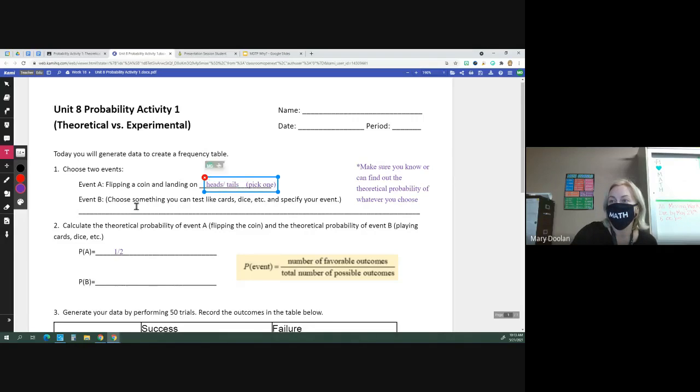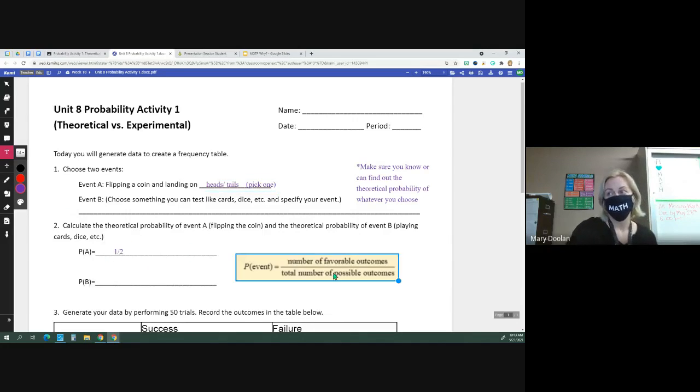Part 2 for the first event is to calculate the theoretical probability, which I gave you guys, it's 1/2, because the way we figured that out, we learned yesterday, is the number of favorable outcomes. Only one side has heads and one side has tails. Whichever it is that you pick, the probability is 1/2 that it would land on heads or tails.